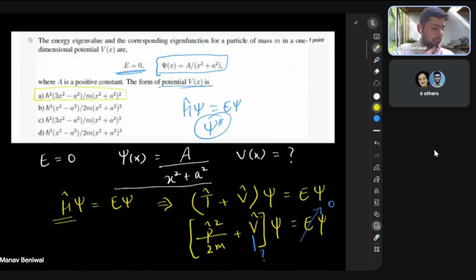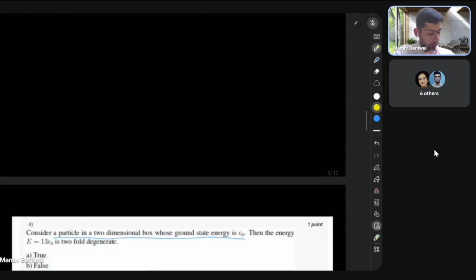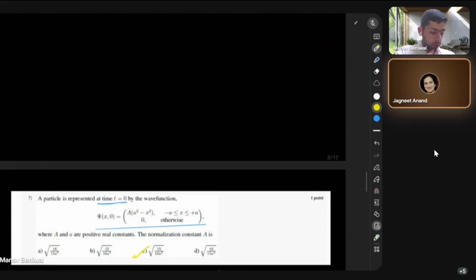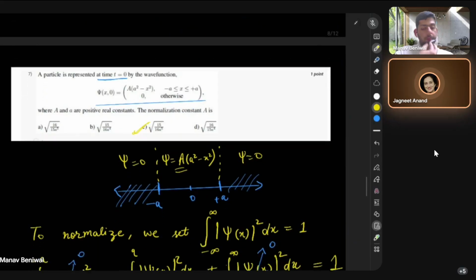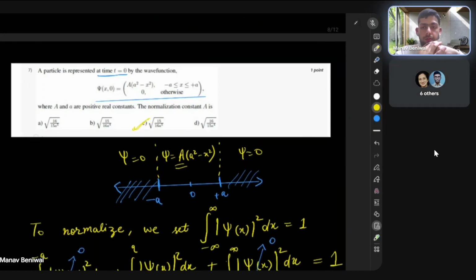No, a little bit different. Here, for example, we were given that E equals 0 is one energy eigenfunction, and then we were able to find out the potential V. Now in this problem, we have two unknowns. We don't know the energy, and we don't know the potential V. Yeah, we can start with V equal to 0.